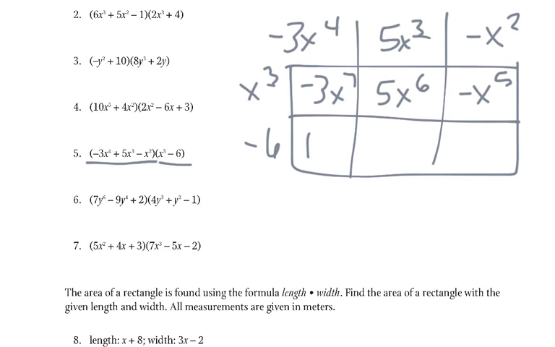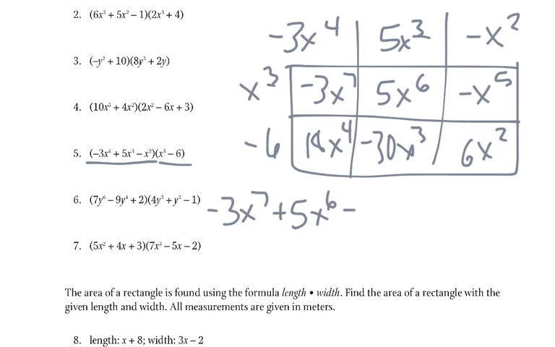Then we get positive 18x to the 4th, and I know I'm going kind of fast, but I figured I went slow enough on the others, so you should be just checking your work now. Negative 30x cubed, and positive 6x squared. Nothing matches up, so I just rewrite it in the order highest degree to lowest degree. And that's all there is to it because I can't simplify any further.